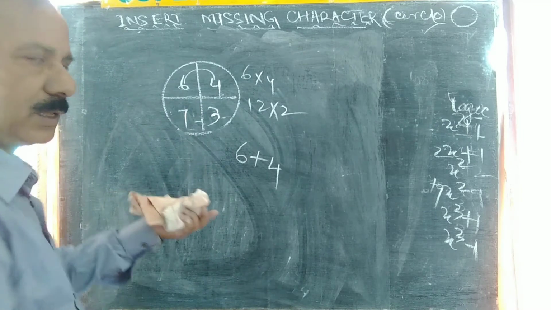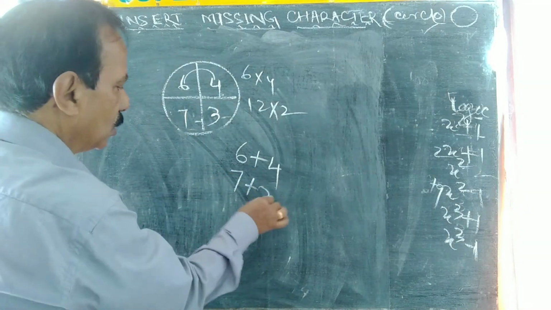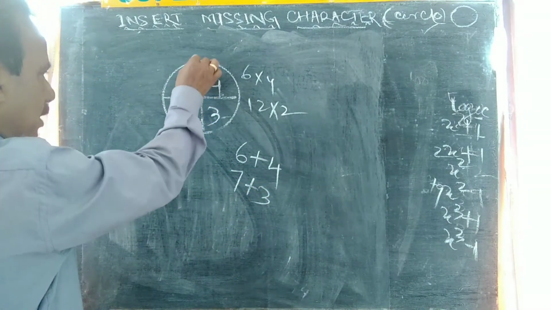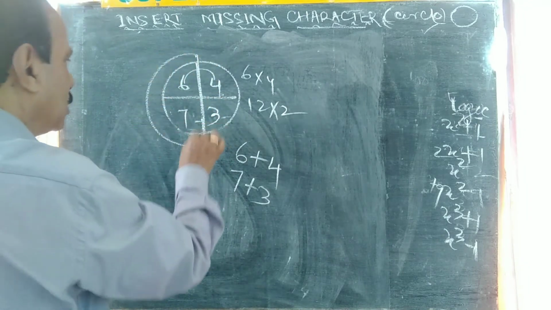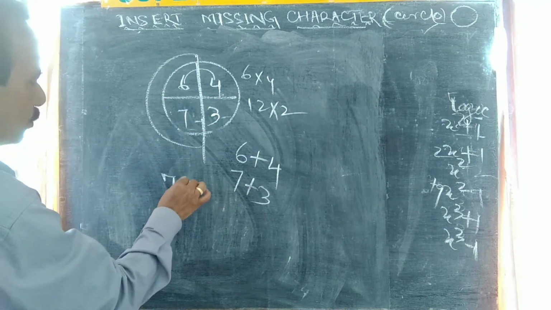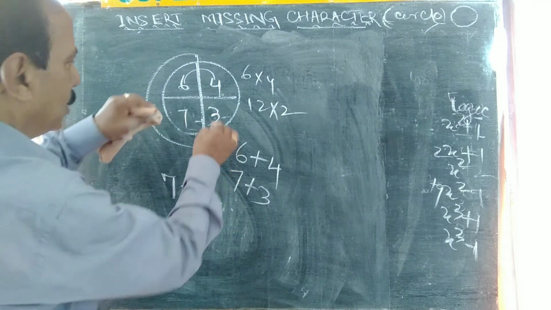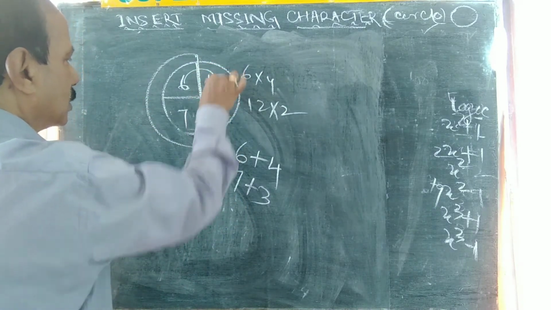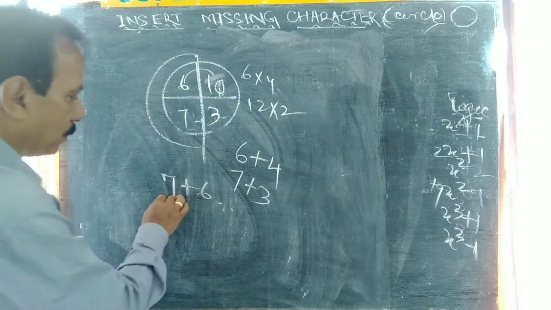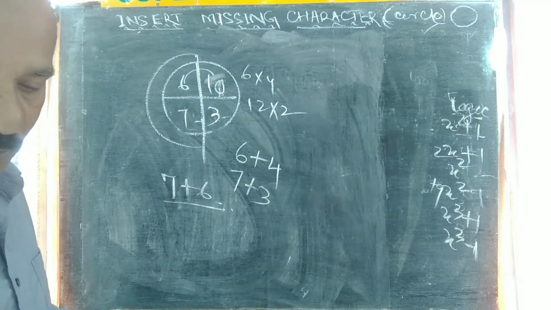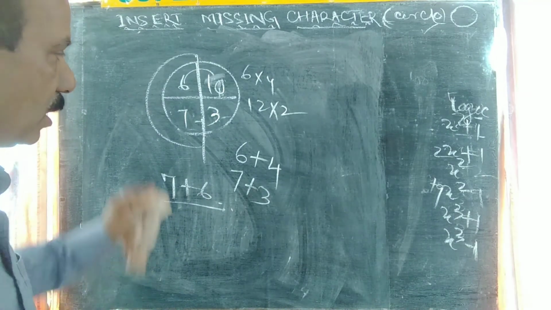7, 3, 10. Like 7, 3, 10. So you will make the logic like this. This way you can divide it. Suppose 7 plus 6, 13. So here it will come 10 plus 3, 13. Like this you will make 1000 number of logic by which you can answer the question.